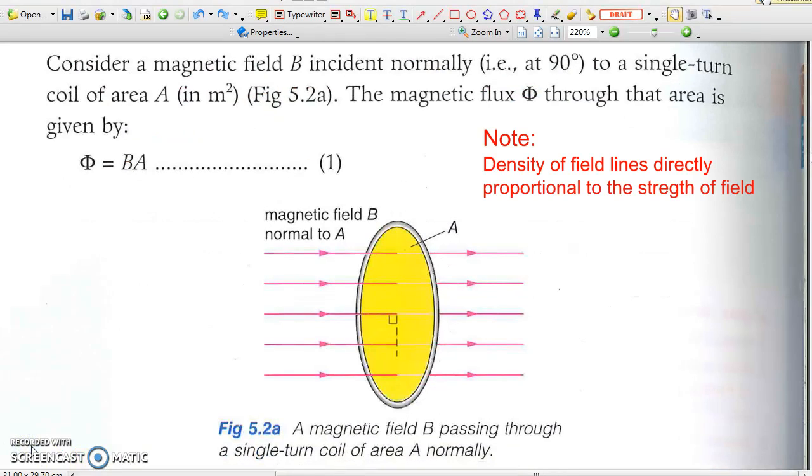As the density of field lines is directly proportional to the strength of the field, a stronger magnet with a larger area should produce more magnetic field lines. So, magnetic flux phi equals magnetic field B multiplied with area of the pole face A. On the other hand, if a coil of area A experiences a uniform magnetic field B as shown in figure 5.2a, we may calculate the number of field lines, so-called magnetic flux, that passes through the area, again by the same formula, phi equals BA.